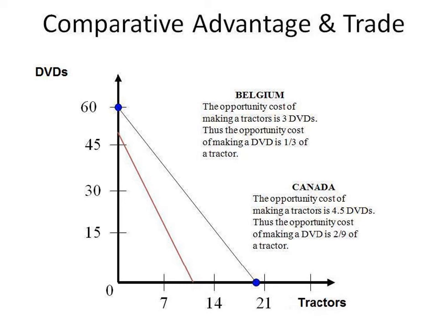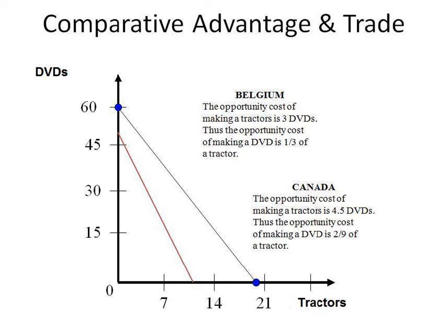Therefore, Canada has a comparative advantage in producing DVDs. We know that all we need to do is invert the fractions to come up with the Canadian opportunity cost of making a DVD: 2 over 9, or 0.222 repeating. The opportunity cost of making a DVD in Belgium is 0.3333. Therefore, mathematically, Belgium has the comparative advantage in making DVDs.